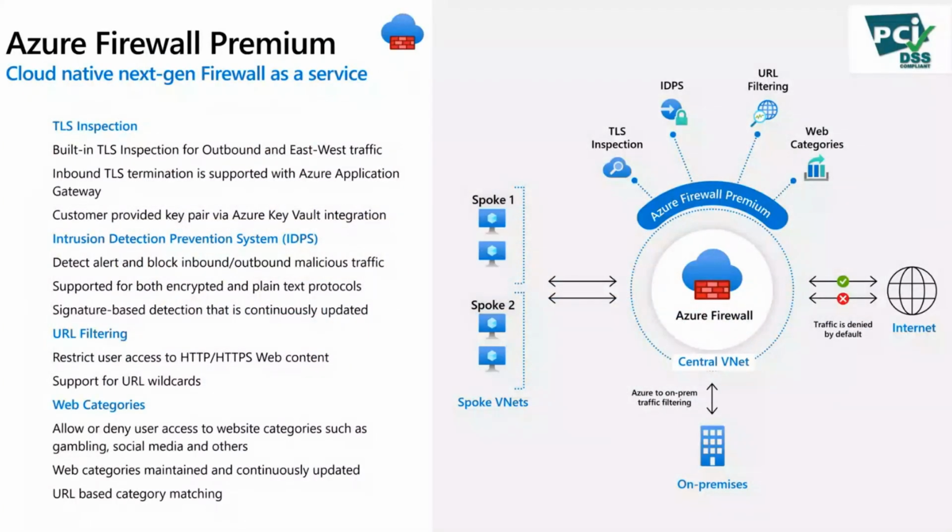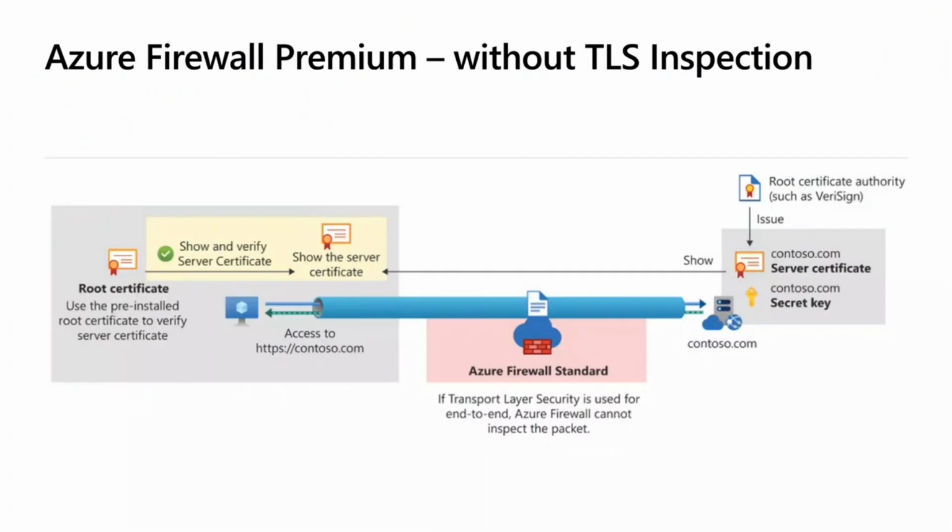Let me talk about TLS inspection first. With TLS inspection, you are enabling the firewall to inspect encrypted traffic. TLS inspection works outbound and east-west. For inbound, we have Application Gateway, more tuned to application traffic, and we will use Application Gateway combined with Azure Firewall to do the inspection. Let's see how it works.